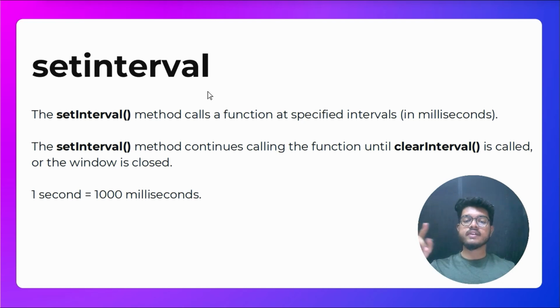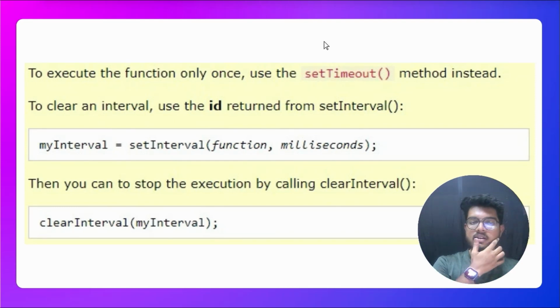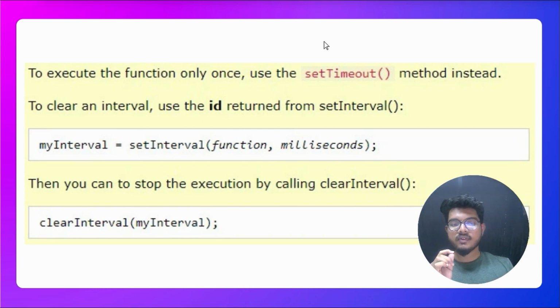Until you close the window, the execution will not stop. Otherwise you have to use clear interval, as we have used in the previous case. 1 second is equal to 1,000 milliseconds, as we have discussed again and again. Next, this is the syntax of writing set interval. Please take a screenshot of it or note it down. To execute the function only once, we use set timeout. To execute the function in the form of a loop, we use set interval.